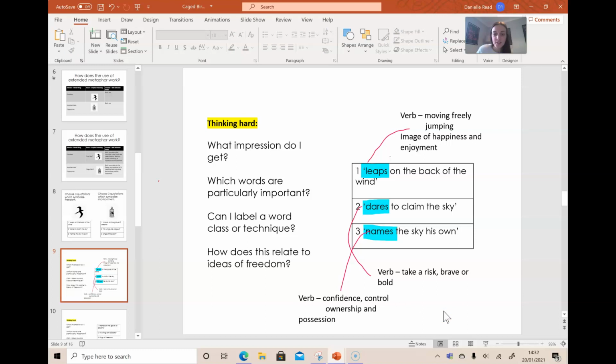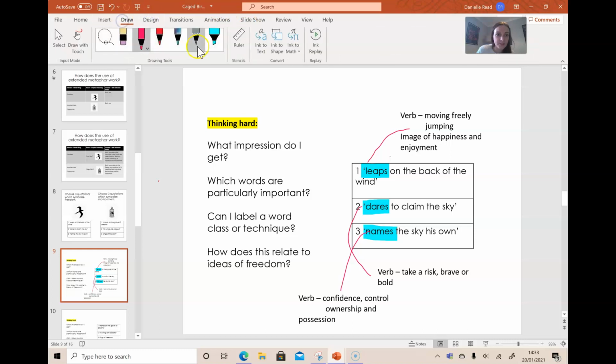Okay, now you can see here at this stage, these are just note forms. I'm trying to think about, well, how do these link to ideas of freedom? What words can I label? Okay, and in fact, I might go a little bit further. I might even look at some of these words. I might look at the word wind here and both of these, the sky.